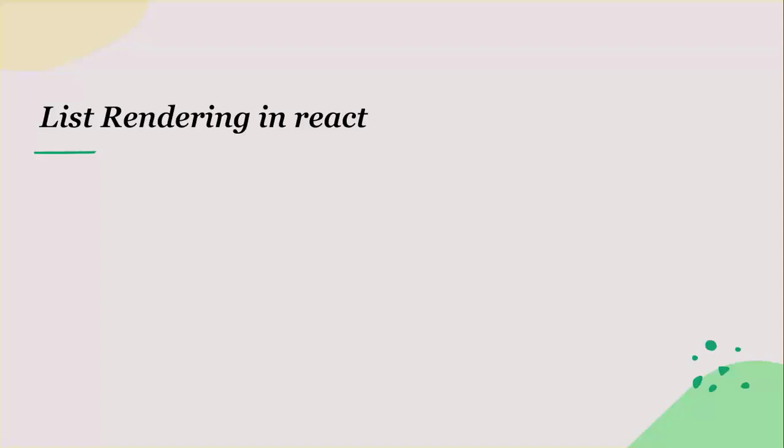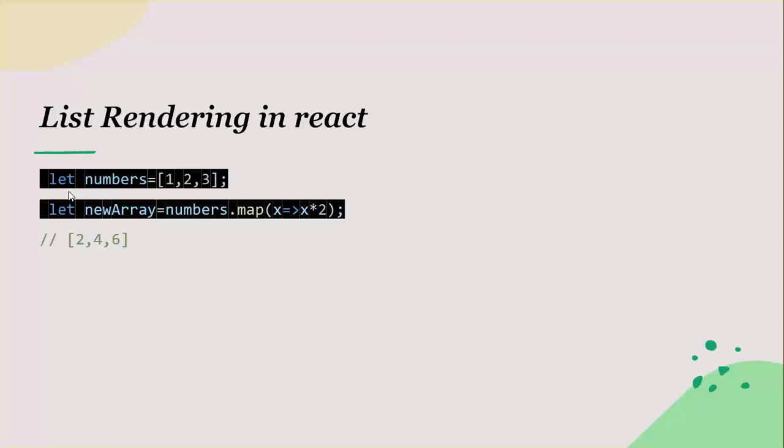Map is an array method. We can use this method to transform an array. More precisely, it creates a new array by calling a function for every array element. This is a very simple example of how we can use the map method in JavaScript.